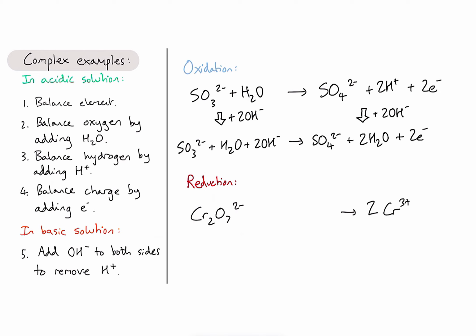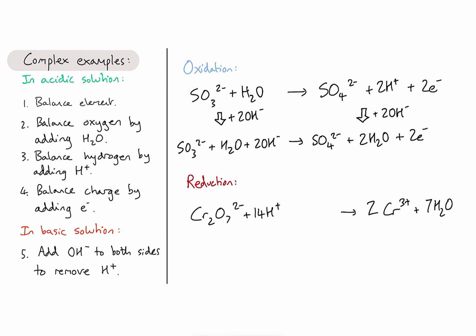Next step, to balance the oxygens by adding water. Well, in total on the left, I've got 7 oxygens, which means I'm going to have to add 7 waters on the right hand side. My oxygens are now balanced. Step 3, balance the hydrogens by adding H+. Well, I've just added waters on the right. I've got 7 water molecules, which would be a total of 14 hydrogens. So on the left hand side, I now need to add 14 H pluses.